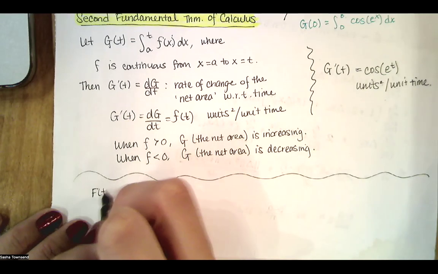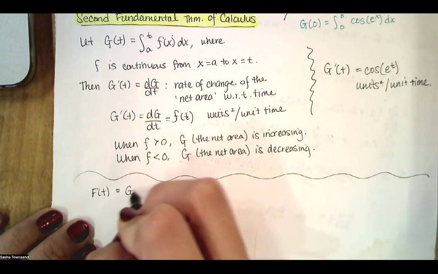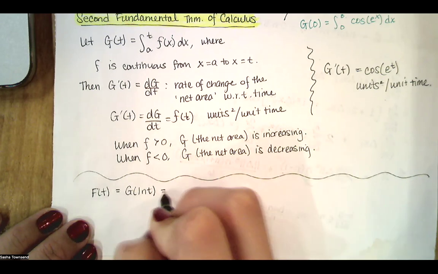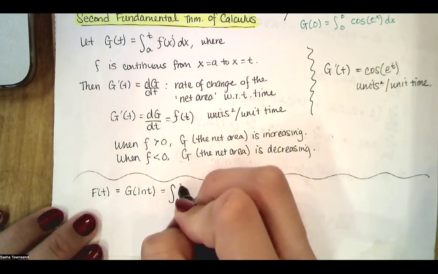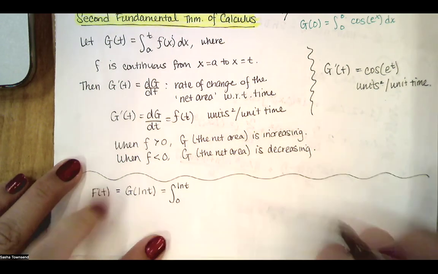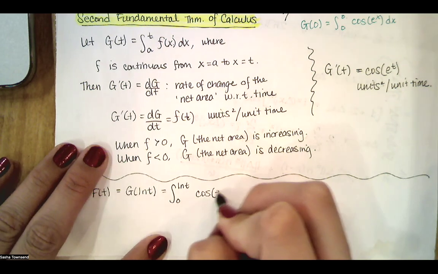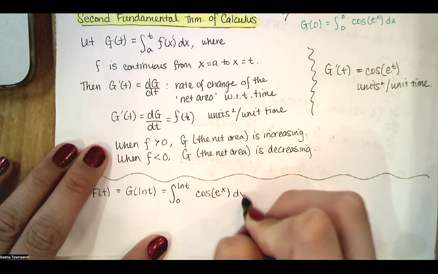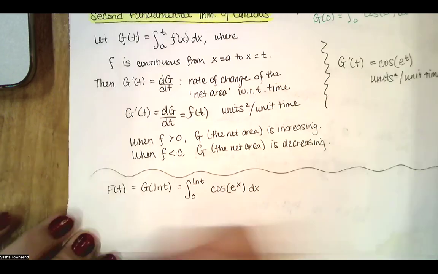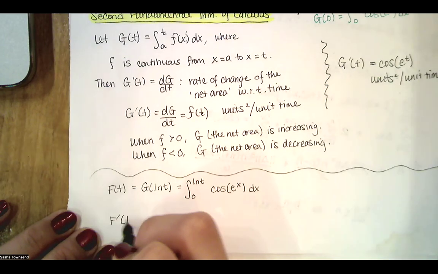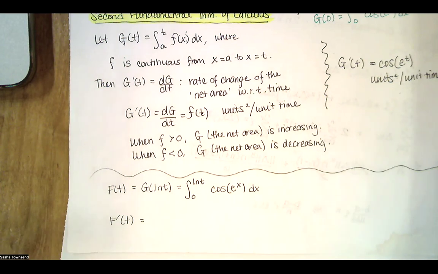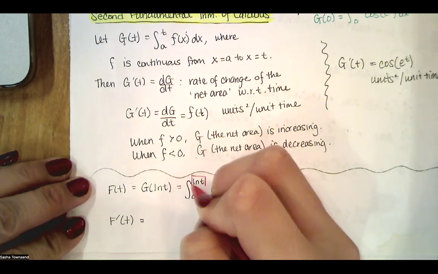So f of t is the g evaluated at natural log of t. That's the integral from 0 to natural log of t of cosine of e to the x with respect to x. Now, when we take the derivative of this, we take the derivative of the outside function first, evaluated at the inside function. And this is our inside function.